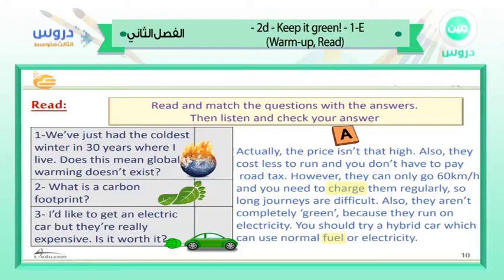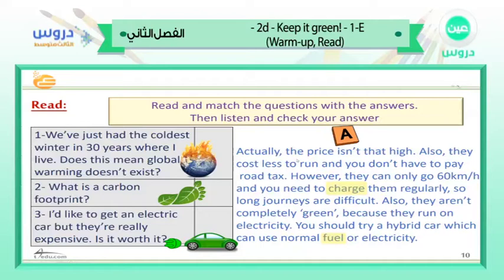2D. Keep it green. 2. Read. A. Read and match the questions with the answers. Then listen and check your answers. FAQ. Frequently asked questions. Eco News. 1. We've just had the coldest winter in 30 years where I live. Does this mean global warming doesn't exist? 2. What is a carbon footprint? 3. I'd like to get an electric car, but they're really expensive. Is it worth it? A.